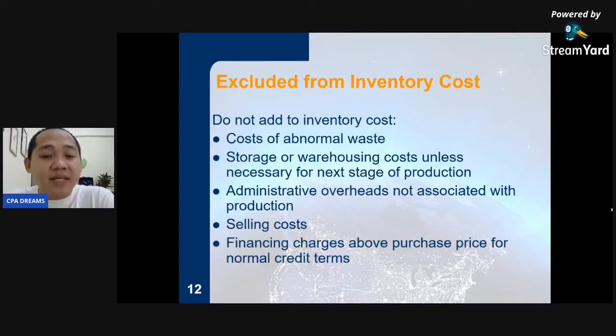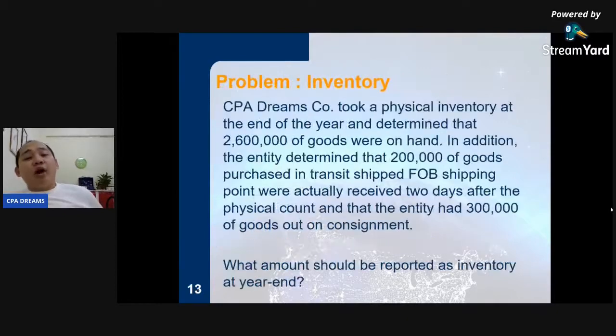Hindi rin kasamang administrative overheads not associated with production. Lahat ng selling costs, okay, yung mga commissions ng seller, hindi rin siya kasama. Yung financing charges, interest expense, hindi rin yang kasama. Okay? Now, let's move on.